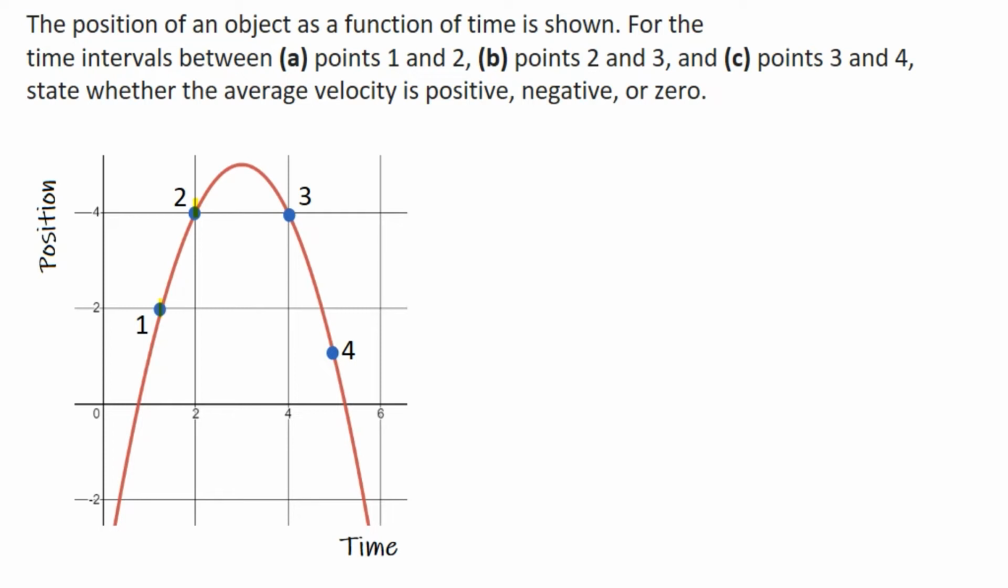So here we have to state whether the average velocity is positive, negative or 0 for the time interval 1 to 2, then 2 to 3 and finally 3 to 4. And I'm sure after watching this video we'll be able to give this answer comfortably.